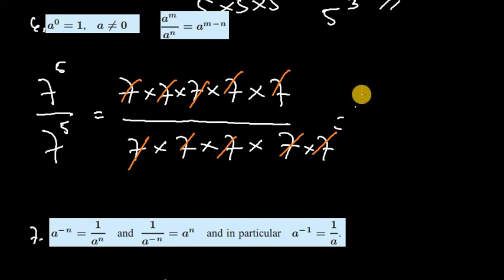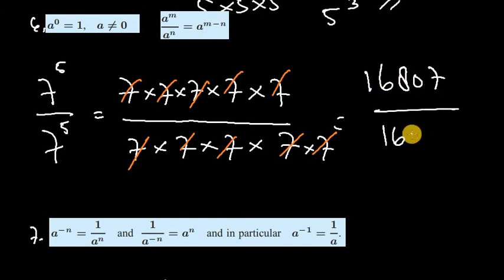The answer is, according to Google, 16,807 divided by 16,807, which is the same thing, 1. That's our answer.